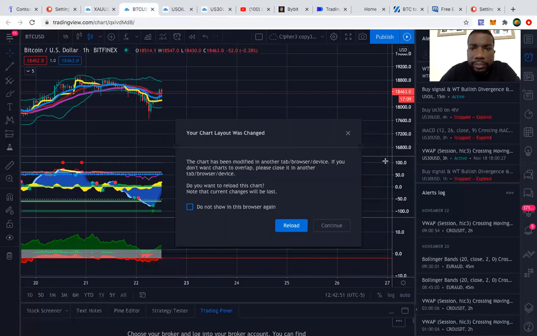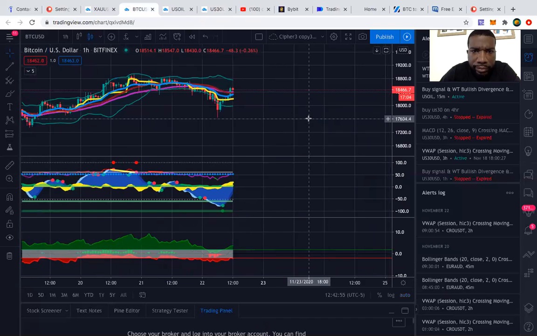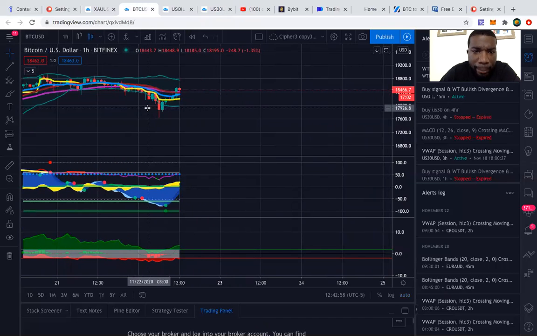Let's look at Bitcoin. Bitcoin pulling back, right? So VWAP, EMAs, Bollinger Band basis, price is hitting under. So we're looking bearish, right? But let's say you were here.